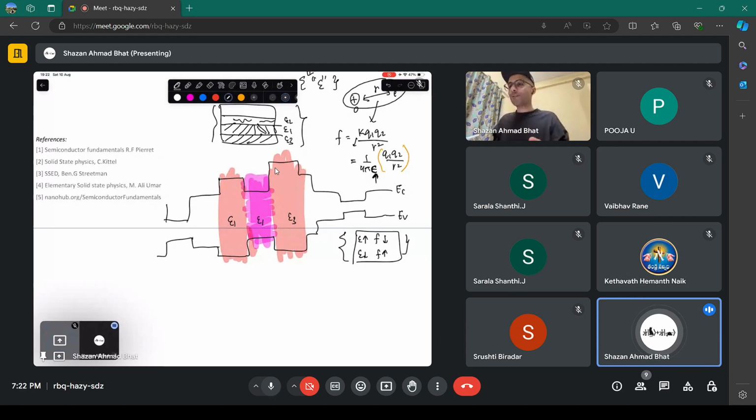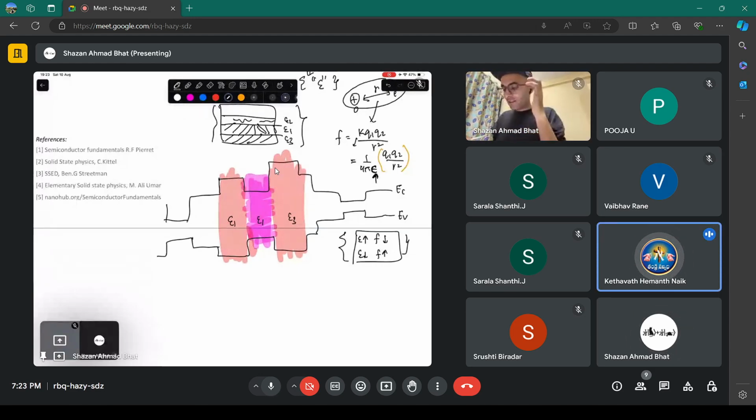That's why I told you we play with many things here, but it is predominantly determined by these permittivities. So if you play with the permittivity, you play with the force of attraction between the two charges, electron and hole, and whether they move as a single entity or get separated depends upon this epsilon of the material.